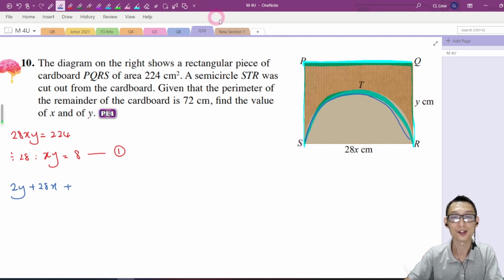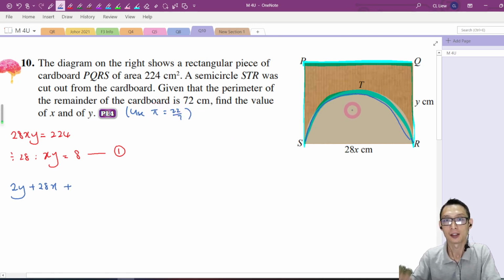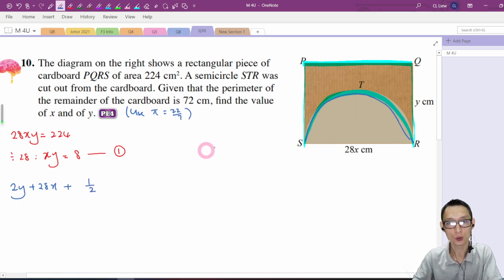We know that the circumference of a circle is 2 pi r, right? The question should give us pi, so no pi is given. I'm going to use 22/7. Use pi equal to 22/7. Okay, since this is a half circle, I'm going to write 1/2. I'm finding the arc length here.